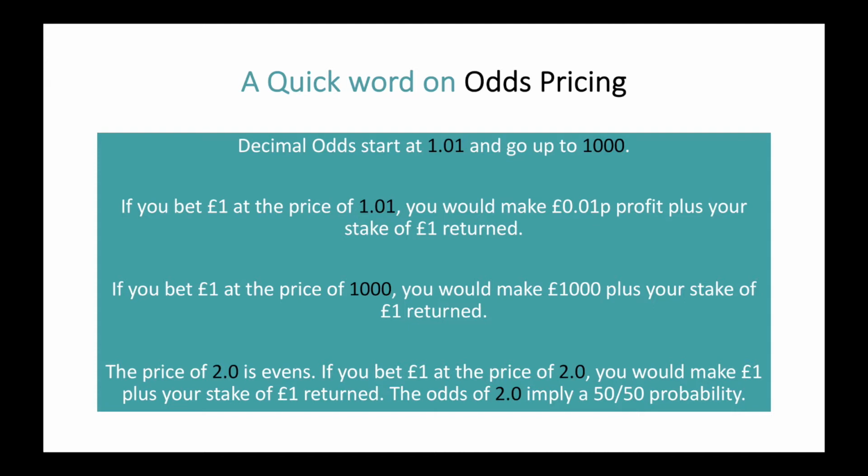Now the price of 2.0 is known as evens. So if you were to bet £1 at the price of 2.0, you would make £1 profit plus your stake of £1 returned. So the odds of 2.0 imply a 50-50 probability.